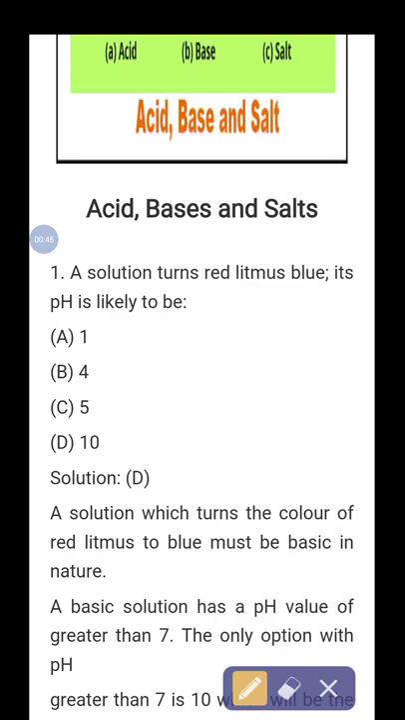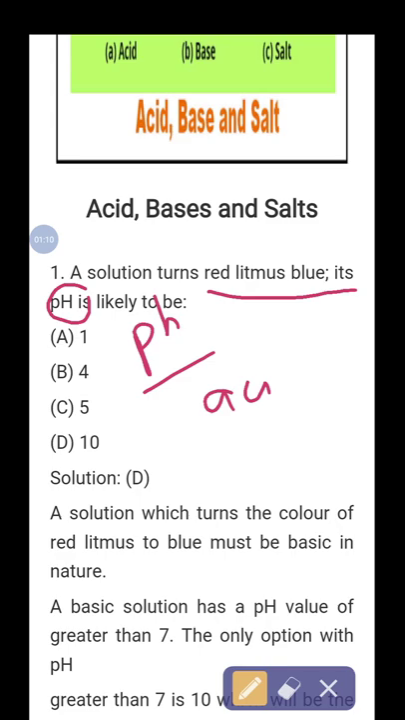Question number 1: A solution turns red litmus blue, its pH is likely to be. Okay, तो देखिए, you know that the pH value of acid is less than 7, while the pH value of base is greater than 7.